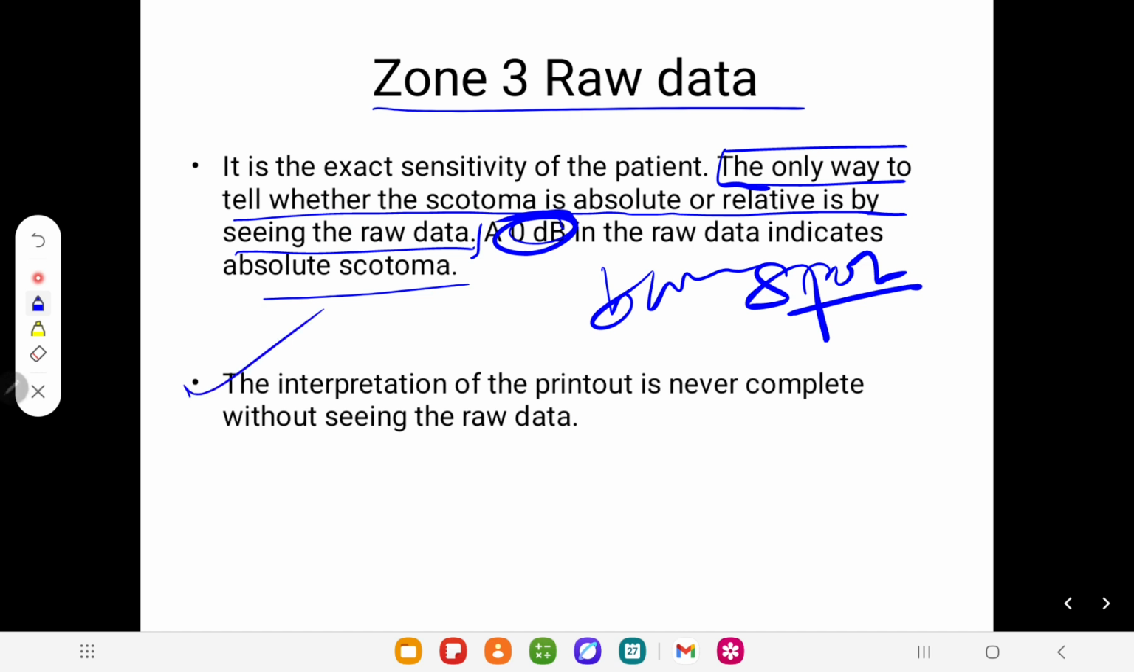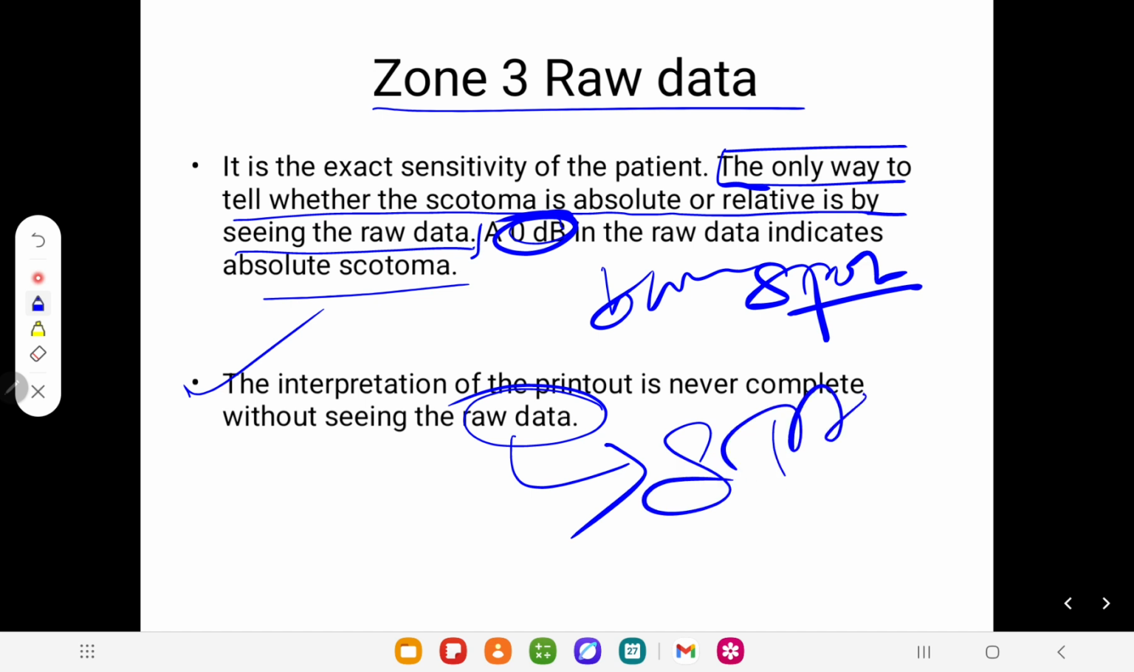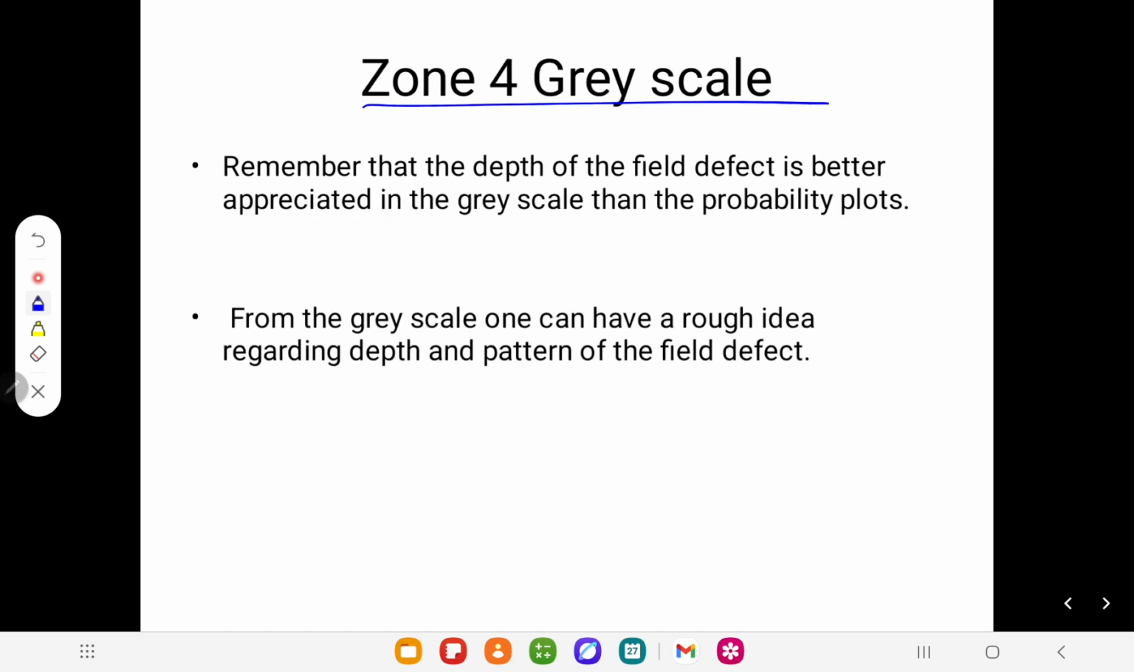The interpretation of the printout is never complete without seeing the raw data. It's very important, because from raw data we compare. From raw data onwards, we use STATPAC. In the gray scale, till now, there is no use of STATPAC, there is no use of normative data. So remember, the depth of field defect is better appreciated in gray scale than in the probability plot.